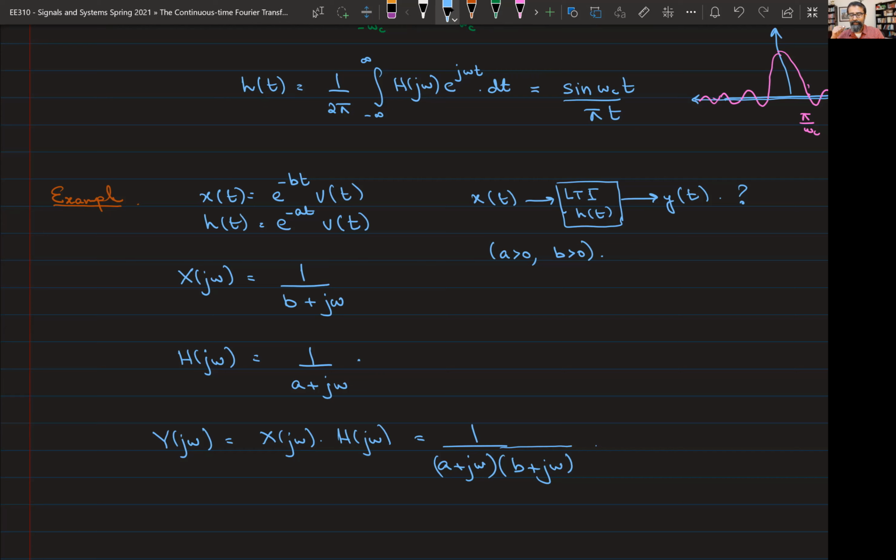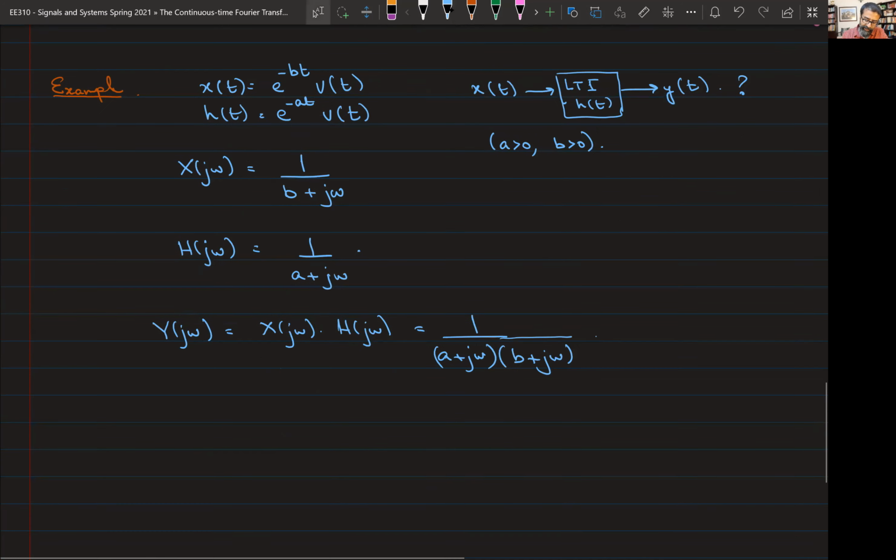I need to compute the inverse Fourier transform of Y of j omega. So we'll do partial fraction first. Yeah, partial fraction expansion, right? So this is exactly what you did in circuits with Laplace transform, right? So I do a partial fraction expansion. This is capital A upon a plus j omega plus capital B upon b plus j omega.